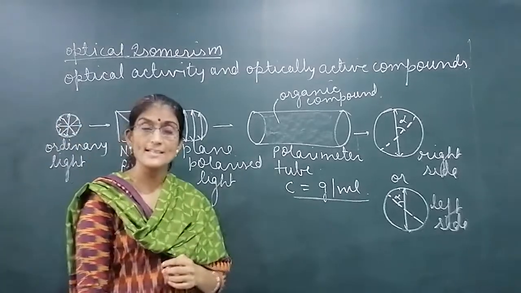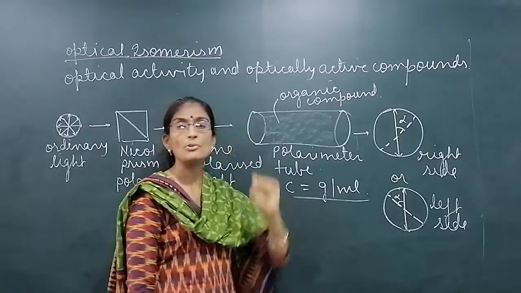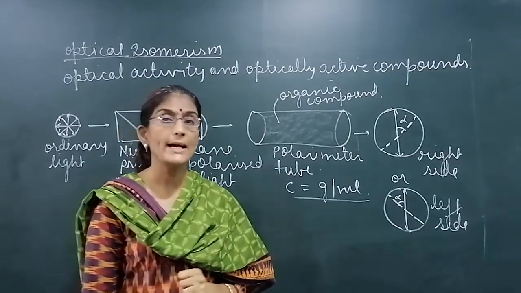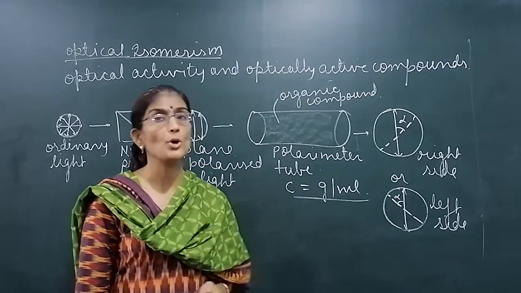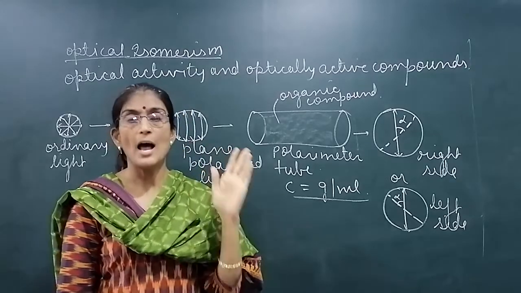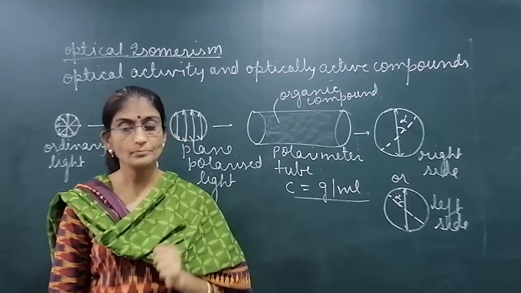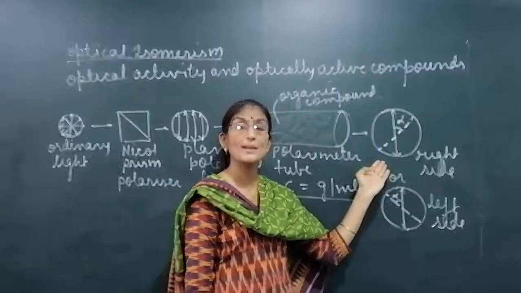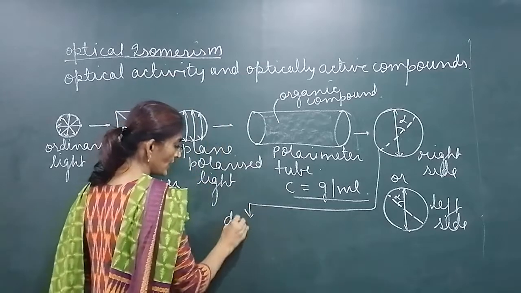If the plane of the polarized light is rotated after passing through this solution, we can say that the compound is optically active. So what are optically active compounds? Optically active compounds are those which are capable of rotating the plane of the polarized light either towards the left side or towards the right side, and the phenomenon is known as optical activity. Clear? Now, if the compound is capable of rotating the light towards the right side, we can call it dextrorotatory.